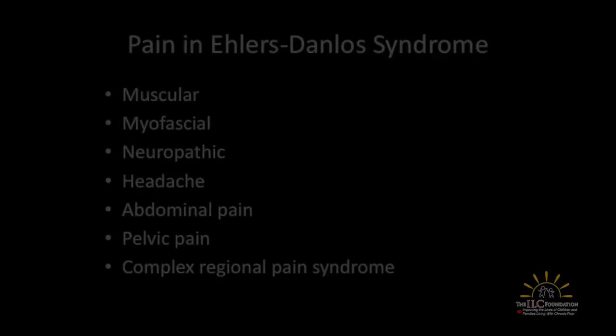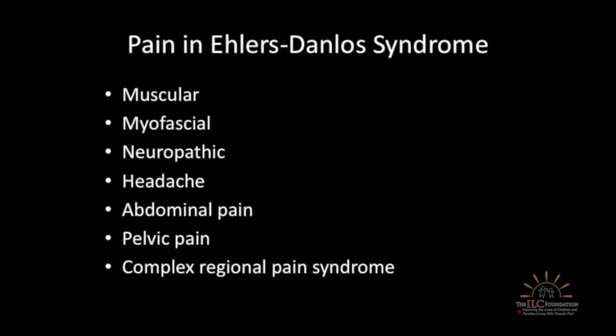I'm going to give a brief overview of some of these issues now, but you will be hearing much more about each of them as the day goes on today. So pain in Ehlers-Danlos syndrome may be muscular, it may be myofascial, neuropathic, it may include headache, abdominal pain, pelvic pain, and complex regional pain syndrome.